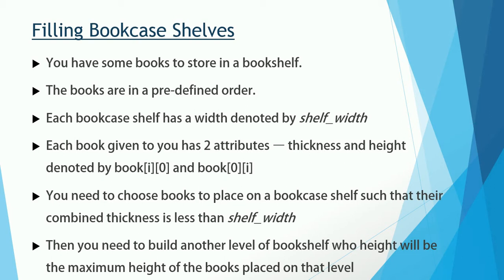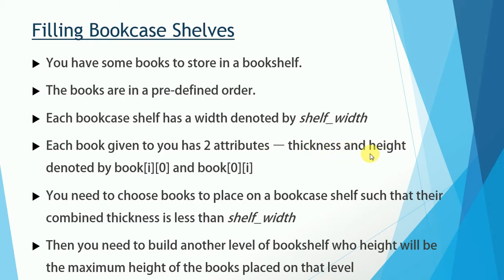Alright, so you got some books which you need to store in a bookshelf. Now the books are given to you in some sort of sequence. That means a predefined order has been given to you in which only you have to place the books in the bookshelf. Now each bookcase shelf has a width denoted by a variable shelf_width. Each book which is given to you has got two attributes. Number one is thickness and number two is height.